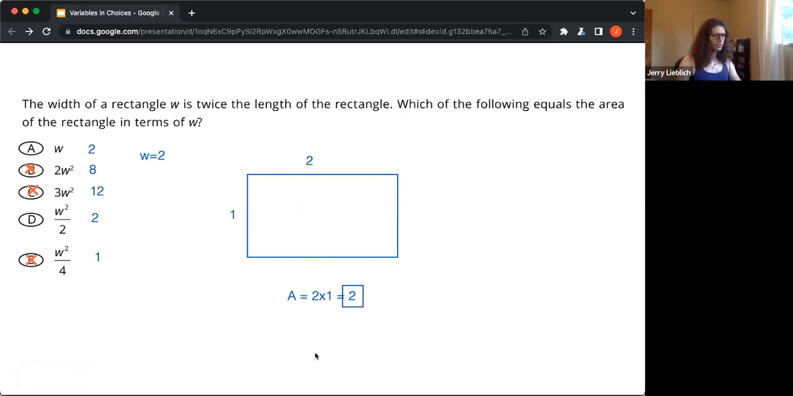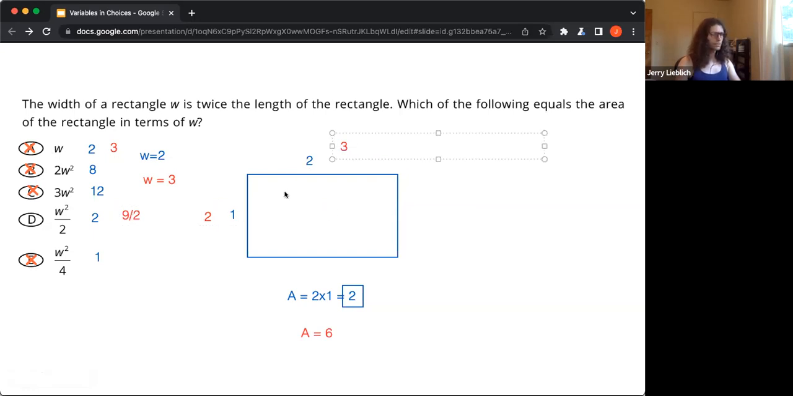So let's pick another number now. Say W equals 3. I've got 3 and 2. So my area is now going to equal 6. This gives me 3. That's no good. I don't need to test B, C, or E. I'm just going to check this one. Here I've got 9 divided by 2. Oh, whoops. It wouldn't be 3 and 2.